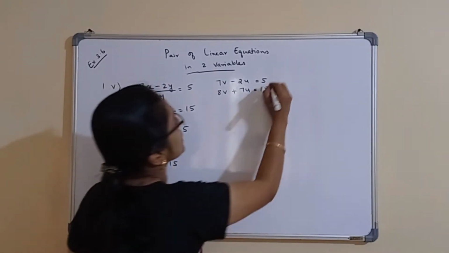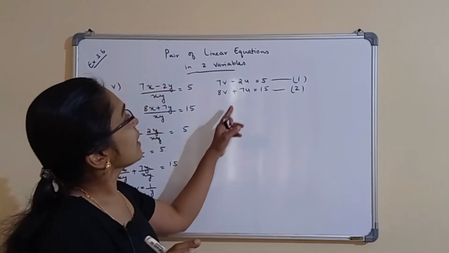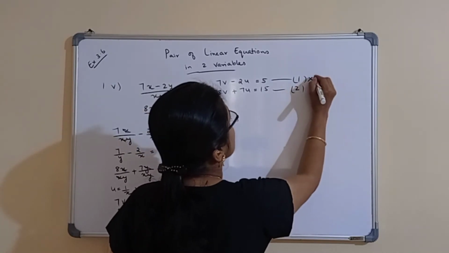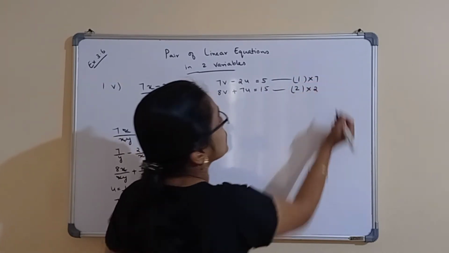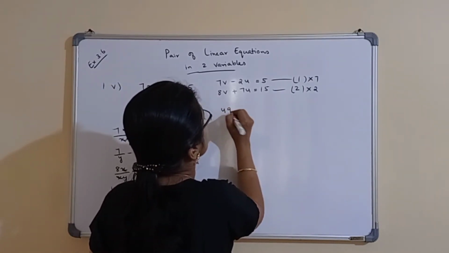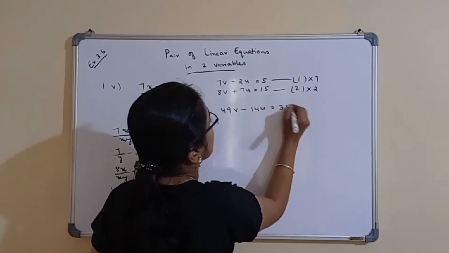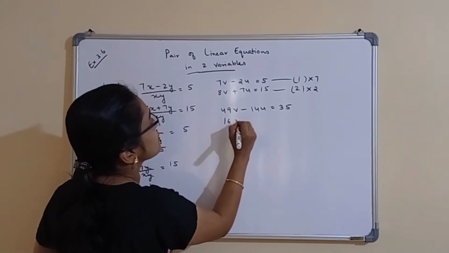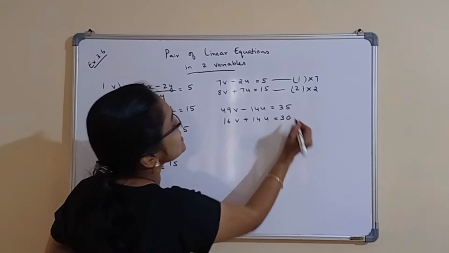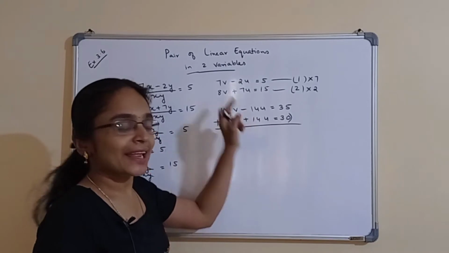So we have these two equations. Let us name this as equation 1 and equation 2. Now we can solve this by elimination method. Multiply this by 7 and multiply this by 2 so that we can eliminate u. So we'll have 49v minus 14u is equal to 35, and here we have 16v plus 14u is equal to 15 into 2 is 30. Now we can add this. When we add this, this u will get eliminated.